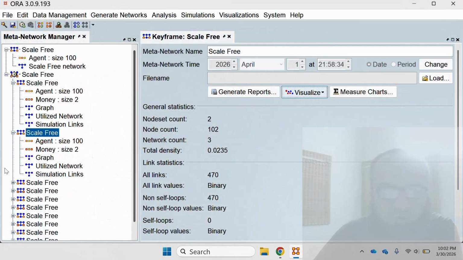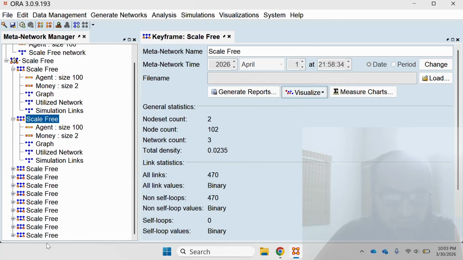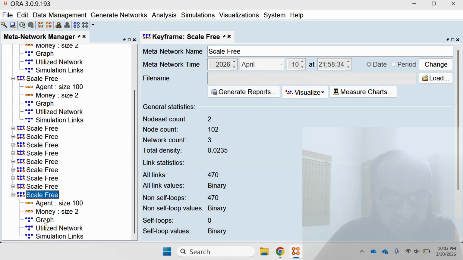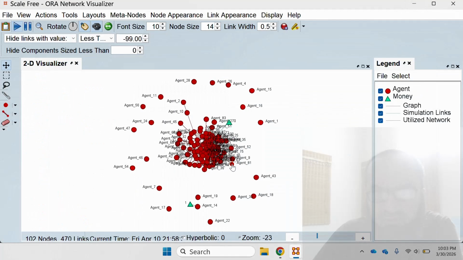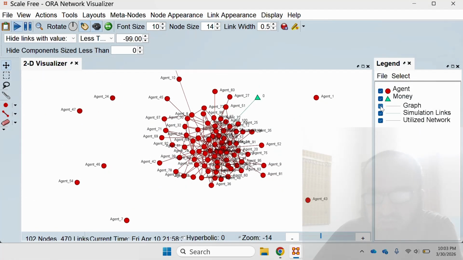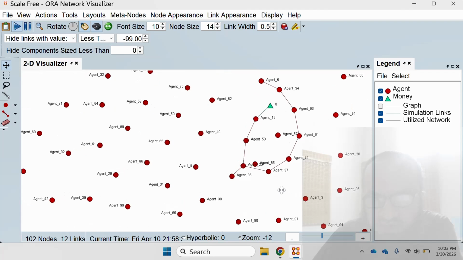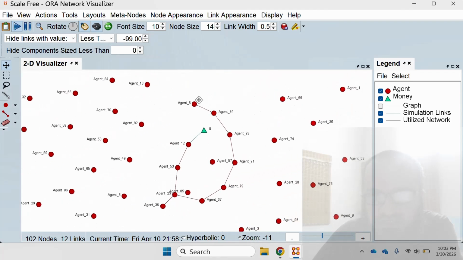So let's now move on to the last slide, the last instance, which is on 10th April. So what happens after 10 days of diffusion? Visualize. So see now, let's switch this off. It started with agent number 6, right? So this is the utilized network. It went to agent number 34, then 83 probably, and it is now with agent number 12, right?